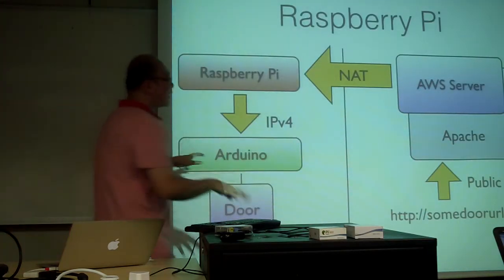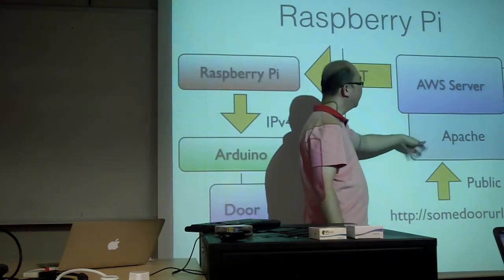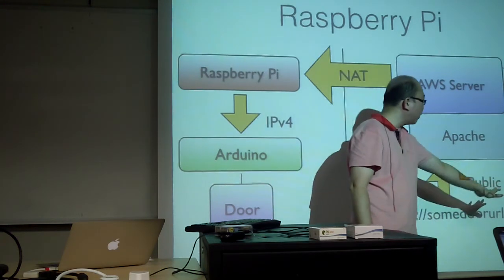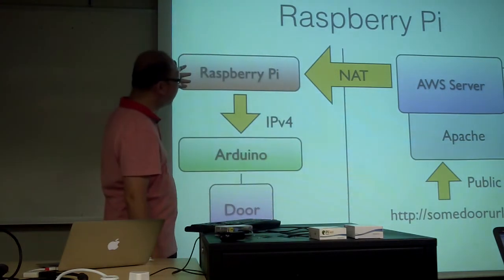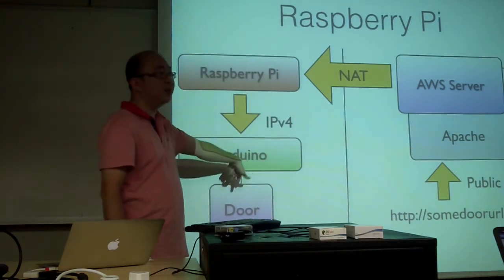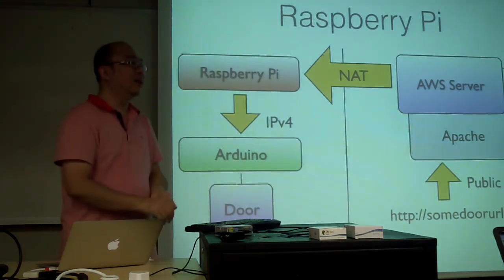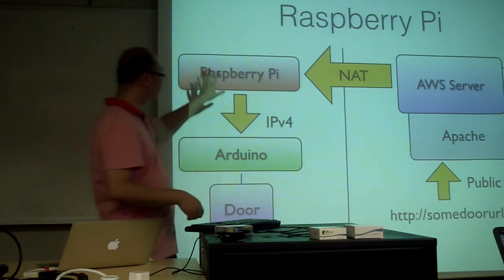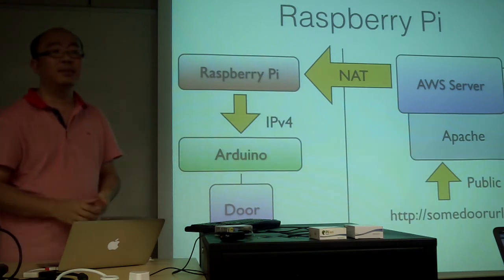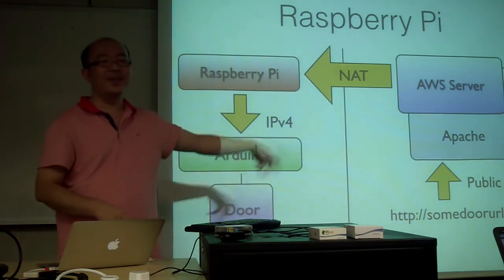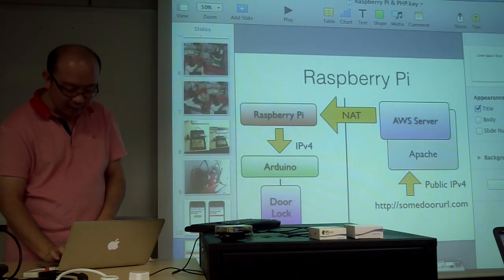How it works is there's an AWS web server running Apache. So if I go to sumdog.com, it goes through this and talks through the network to the Raspberry Pi. The Raspberry Pi will talk to the Arduino, which will then open the door. So that's kind of how it works. I have the source code for this part of the equation on the internet, so you can go to GitHub. It's a fake URL, don't worry. I can show you images of it now.